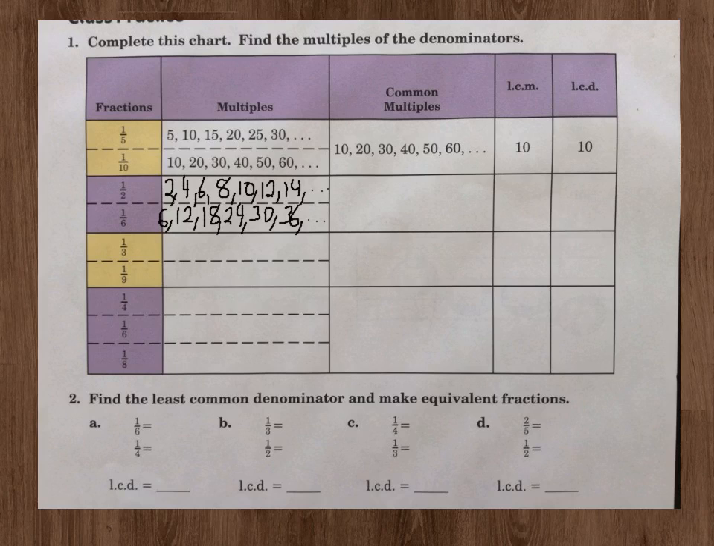Okay, now we're going to look for what our common multiples are. What are we going to find in both the multiples of 2 and the multiples of 6? I see that 6 is a common multiple, and 12, and 18. Even though you don't see it on our 2s, 18 would be one, and 24 would be another one, and we'll stop there.